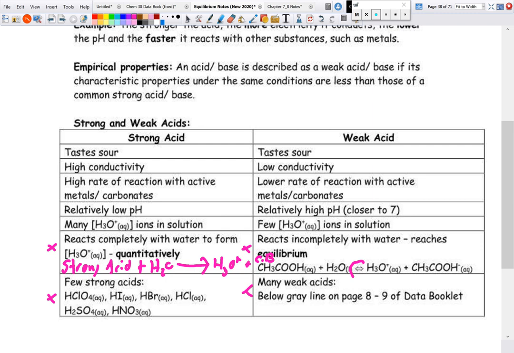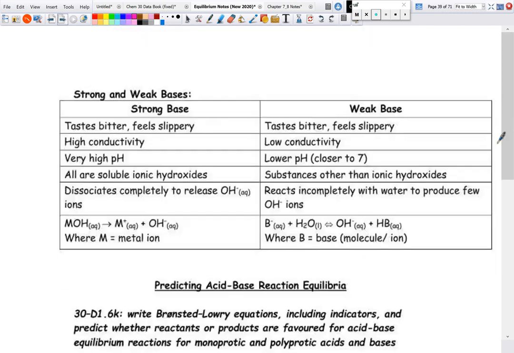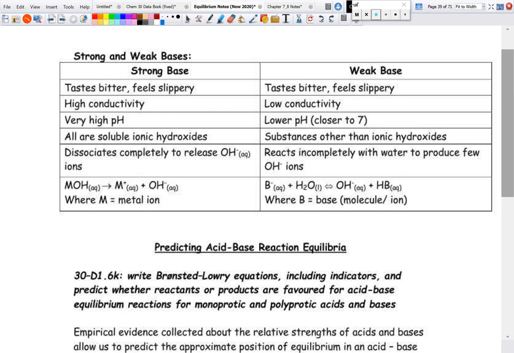So notice how for our weak acids, we're going to use the equilibrium arrow, whereas for the strong acids, specifically with water, we're using the single arrow to form H3O+. So we have an equilibrium here, and that's once again why they're weak, because we're only getting a few of the hydronium ions in solution. Now, it's the same thing with the bases, except instead of a reaction for the strong bases, these are all metal hydroxides, so they dissociate completely, whereas our weak bases react incompletely.